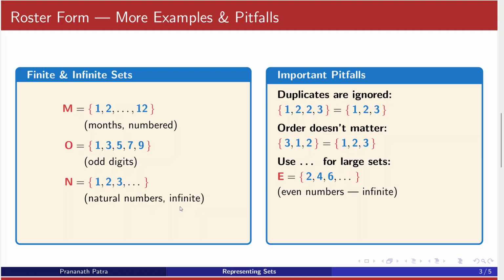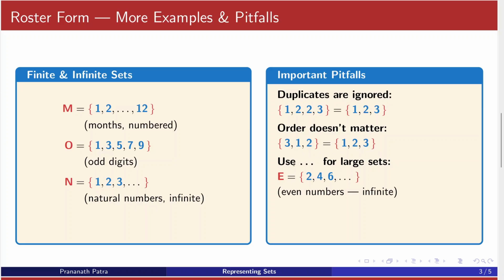Now let's look at the right side of the screen at some important pitfalls or common mistakes to avoid. Remember our rules from the last slide? First, duplicates are completely ignored. If someone writes the set 1, 2, 2, 3, that is exactly the same as just writing the set 1, 2, 3. The extra 2 doesn't change the set. Second, the order does not matter. The set containing 3, 1, and 2 is perfectly identical to the set containing 1, 2, and 3. They hold the exact same elements.